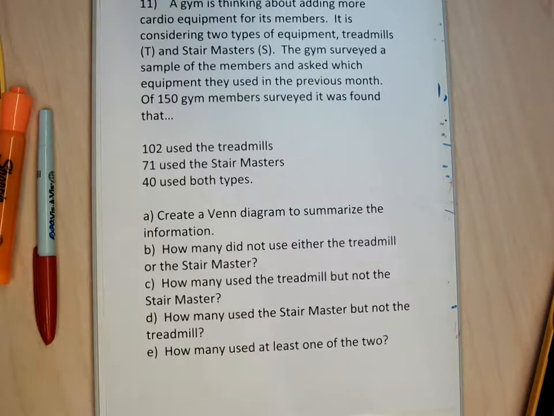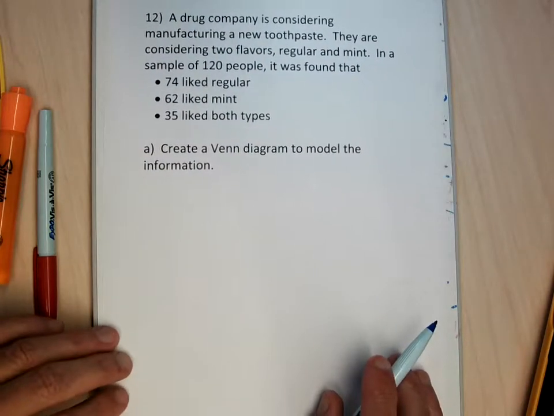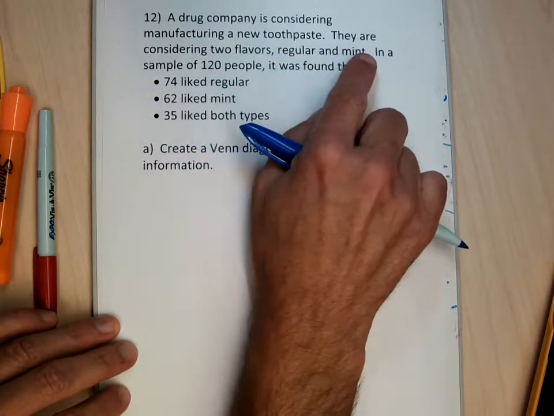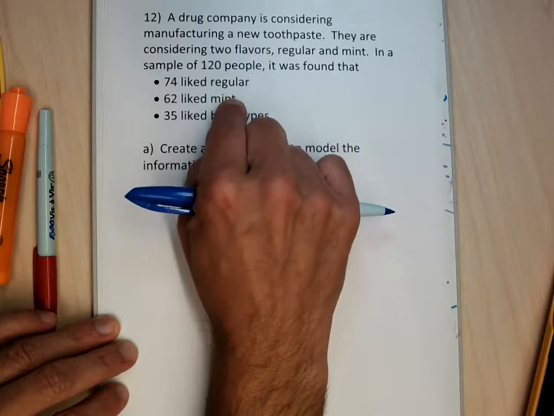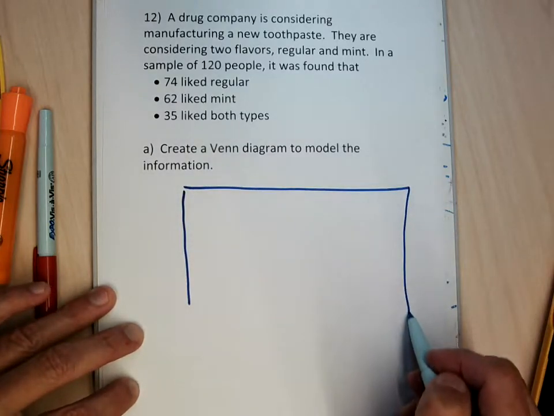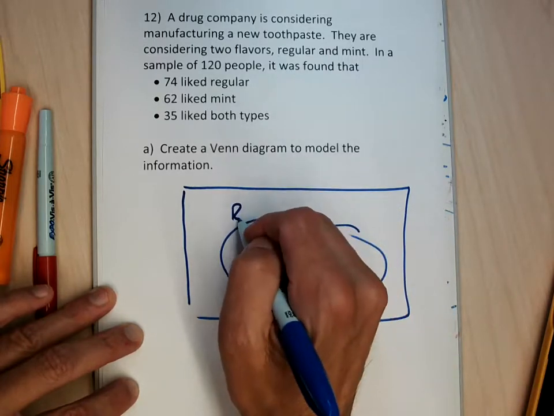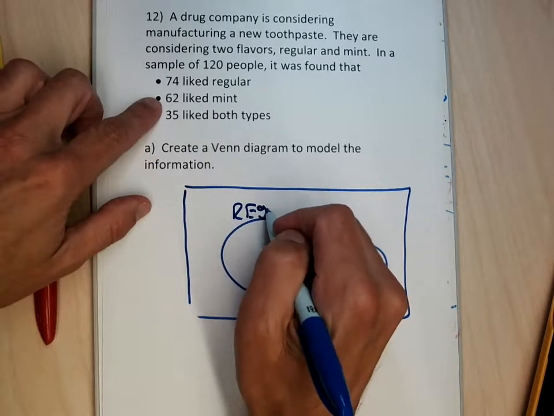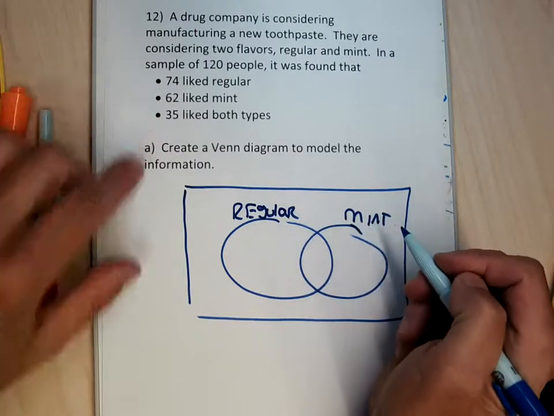So hopefully you can pause the video and get that, maybe write that down for an answer. I'm not going to keep flashing it back, but write that down and try to match that up. Now I'm going to move on and do number 12. If you want to, you can fast forward and go to number 13. So number 12, a drug company is considering making a new toothpaste. They're considering regular and mint. 120 people were surveyed. Some liked regular, some liked mint, some liked both. Create a Venn diagram.